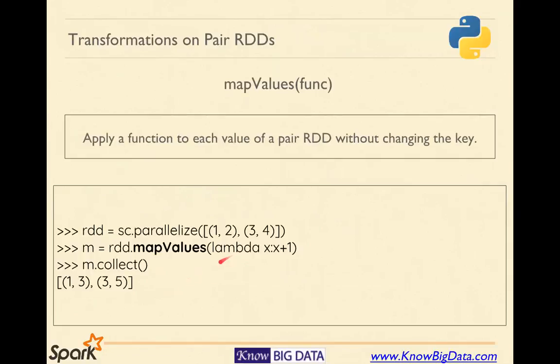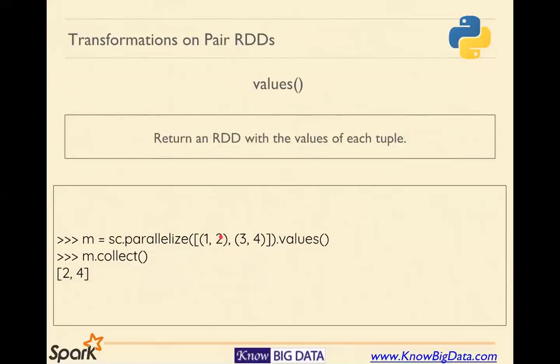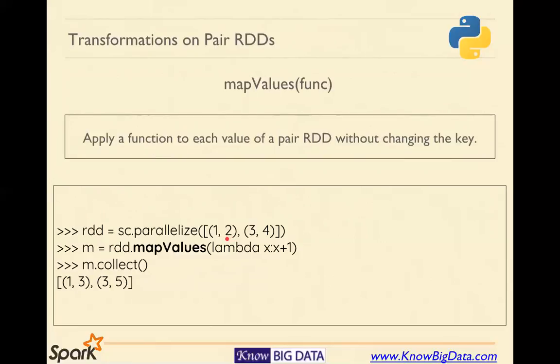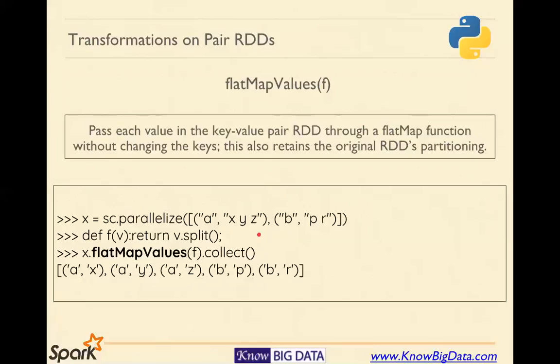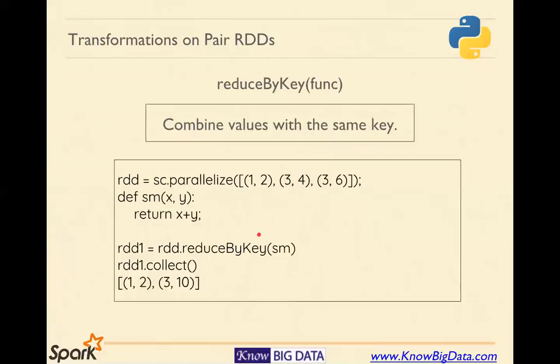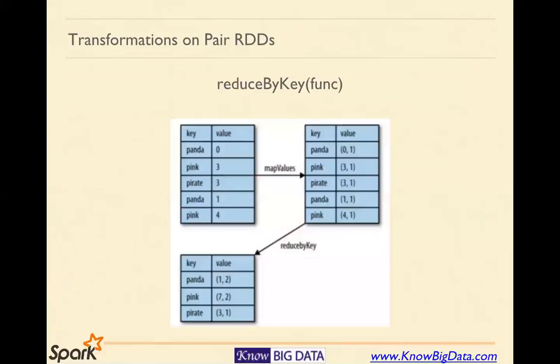And sometimes you just want to run a function as a map on each value. Say, for example, you just want to increase the value by 1. So you can do that by doing map values. Similarly, flat map values, then reduce by key, which we have already gone through. Okay, reduce by key. And this is how it will look.